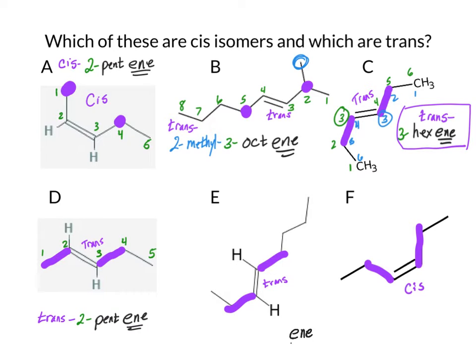And now letter E, we see that it has a double bond, so the ending is ene. There are 8 carbons in the main chain, so it is an octene. The double bond is on carbon number 3, so this is a 3-octene. And we see that it's trans, so this is trans 3-octene.